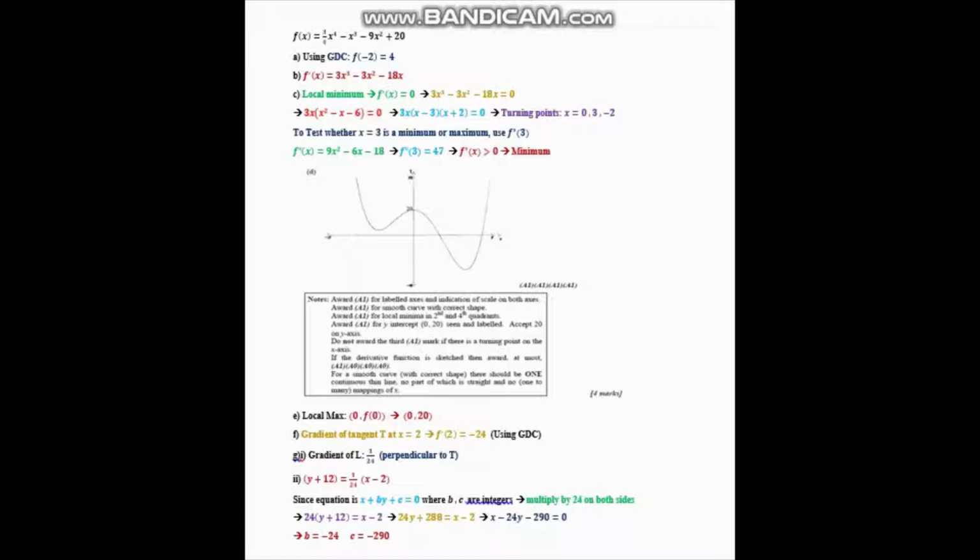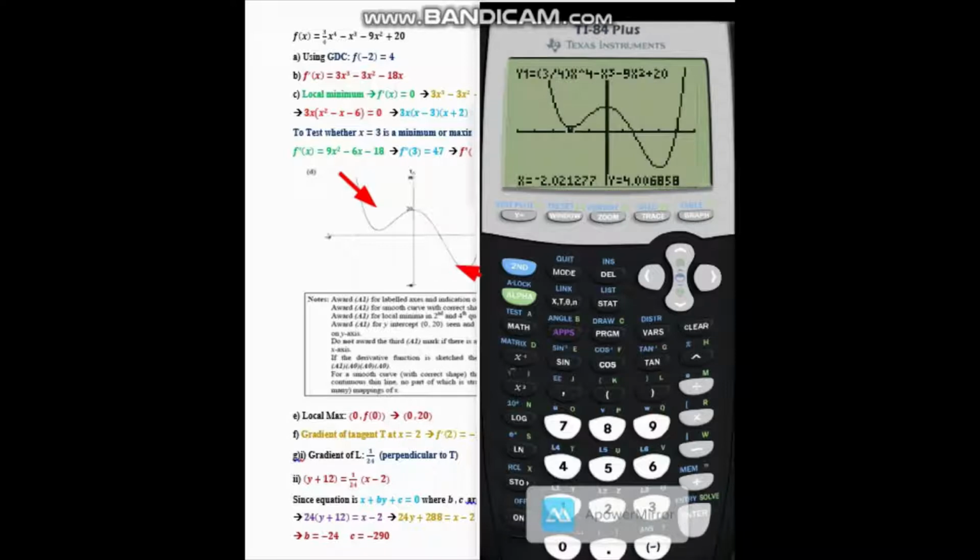So you get a mark for labeled axes and an indication of scale, a mark for a smooth curve with the correct shape, a mark for local minima in second and fourth quadrants. So the minimum should be here in negative x, positive y, and the other minimum should be in positive x, negative y, excuse me. So this is the second quadrant, this upper left quarter, and this is the fourth quadrant, the bottom right quarter. So you should make sure your drawing is accurate in this sense, and it matches what we have in the GDC.